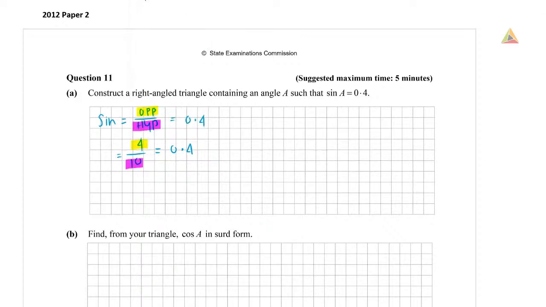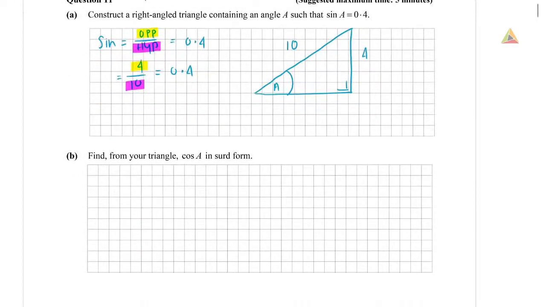So 10 is the hypotenuse. Now we need to draw the triangle showing that. So we'll draw a right angle triangle. There's our right angle there. We have said that the hypotenuse in this case is going to be 10, so we put 10 here. And the opposite is going to be 4, so 4 goes here, and then your angle A is going to go there. So that's it.